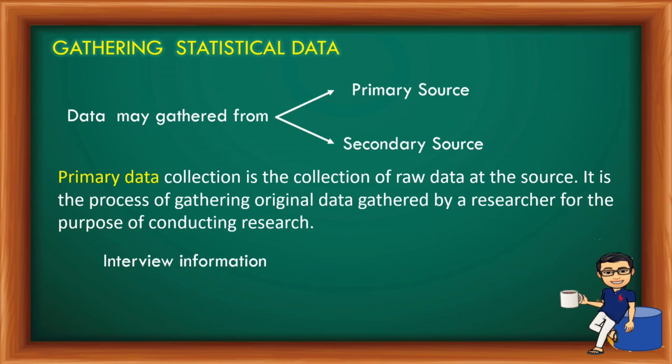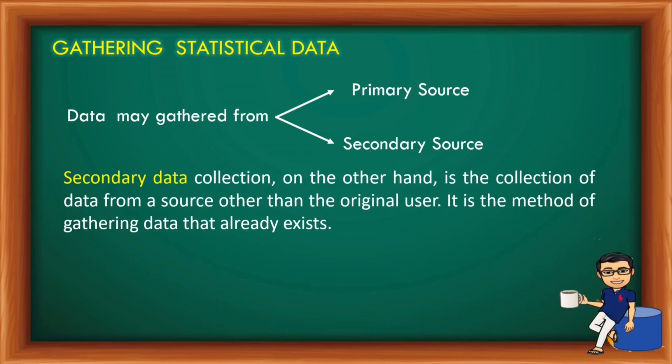How about secondary source? A secondary data collection, on the other hand, is the collection of data from a source other than the original user. It is the method of gathering data that already exists. Like books, so it exists already, then we just gather information from the book, then that is secondary data. Same as journals, magazines, and research or studies that are already conducted. So, ibig sabihin, kapag dyan tayo kumuha ng mga information, then that is already secondary data.